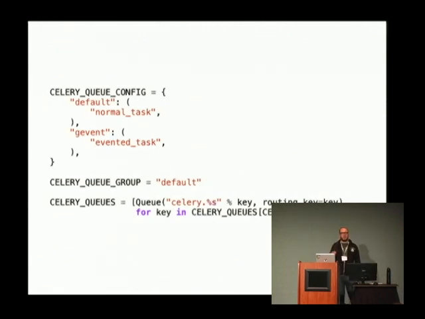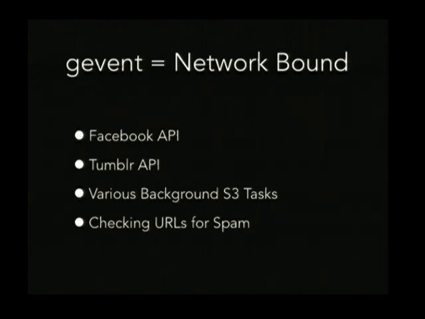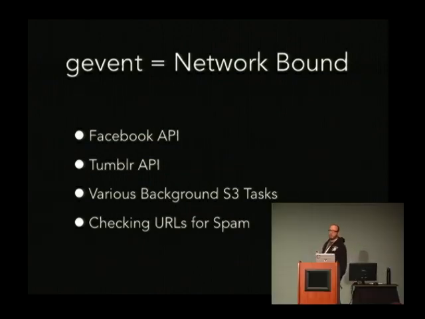We hack the config, so we have our queue config, and then we group them into these task groups. Again, one's for evented tasks, one's for normal tasks. There's a little bit of a hack on the standard Celery setup. We set the Celery queue group option at runtime depending on which worker mode we're in. Gevent, we use it for anything network bound: Facebook API, Tumblr API, background S3 tasks. When we want to go get a URL for spam, anything where we're spending a lot of time on the network and not a lot of time on processing.